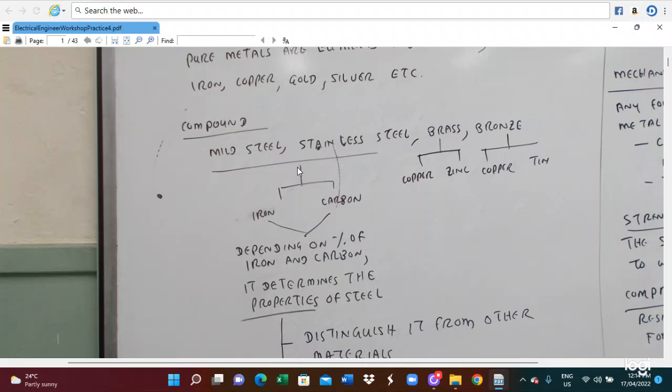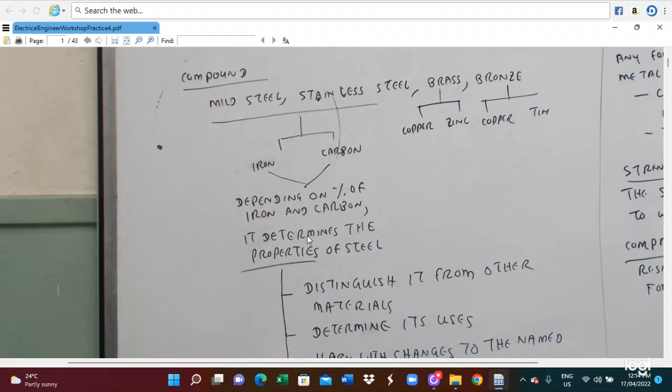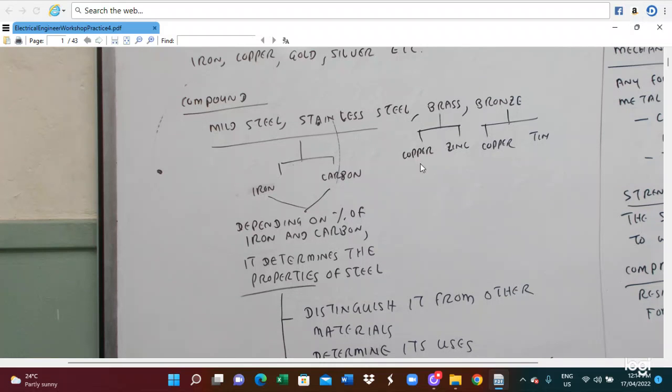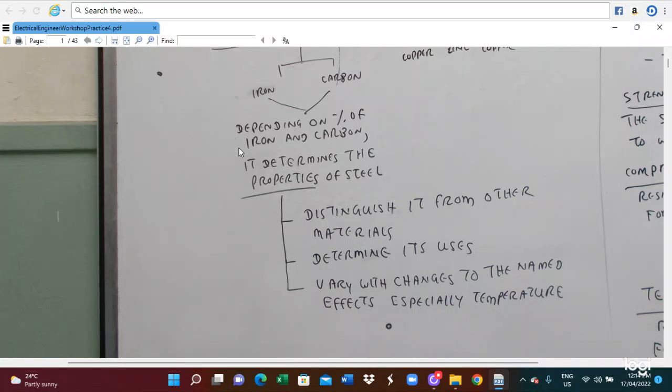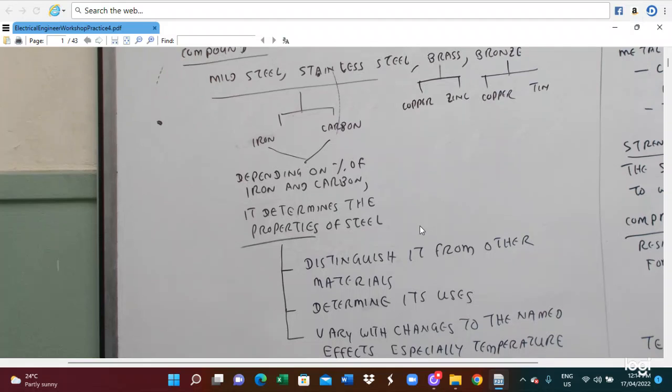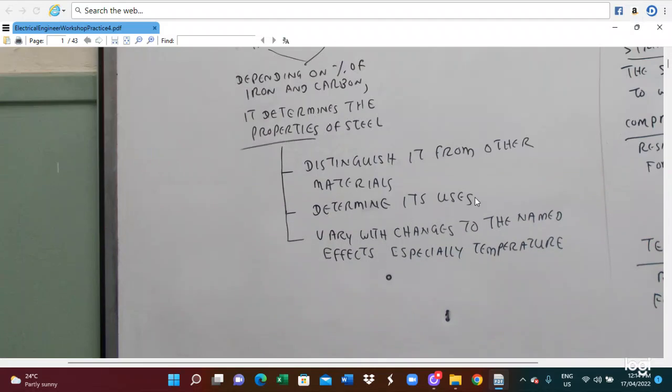In this case, mild steel and stainless steel are a combination of iron and carbon. Depending on the percentage of iron and carbon, it can determine the properties of the steel. Brass is a copper and zinc combination. Bronze is a copper and tin combination. Depending on the iron and carbon, it can distinguish it from other materials, determine the usage, and vary especially with temperature. So these are the properties of the steel. Depending on the carbon percentage, it can determine the characteristics of the steel.